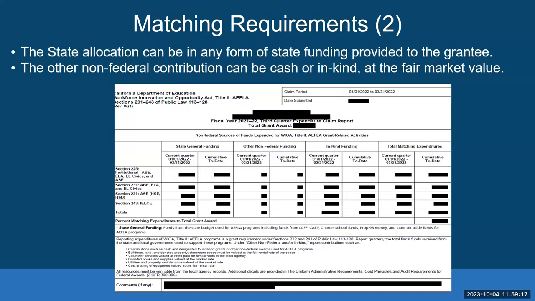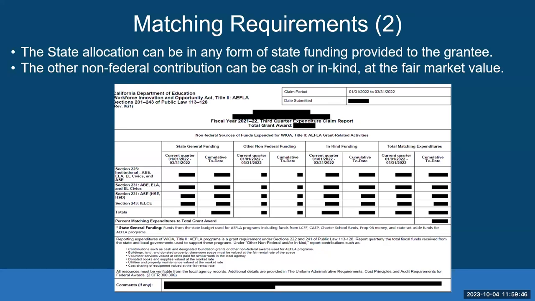So this is the agency reporting the non-federal contribution on the expenditure claim report. This is an example of what new grantees will see, and it's divided into three sections. The state general fund is typically your K-12 expenditures related to AEFLA activities.